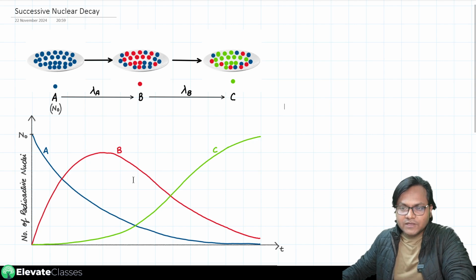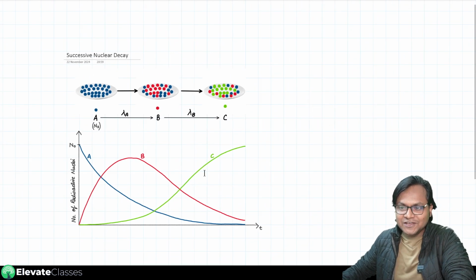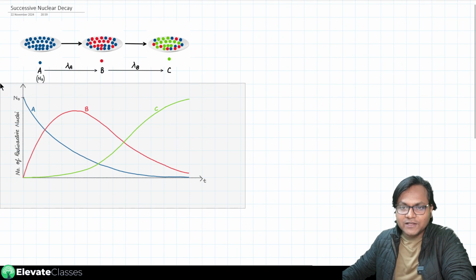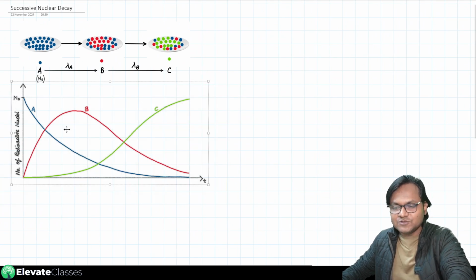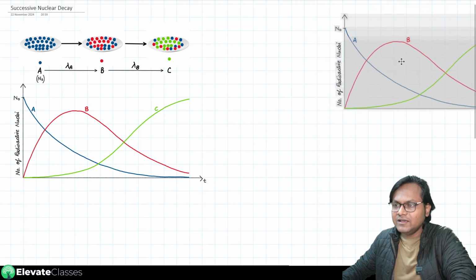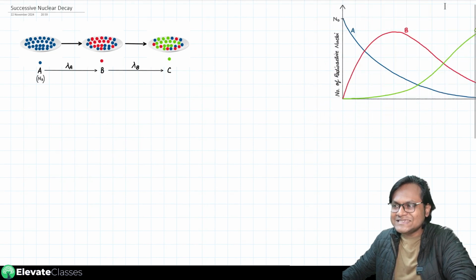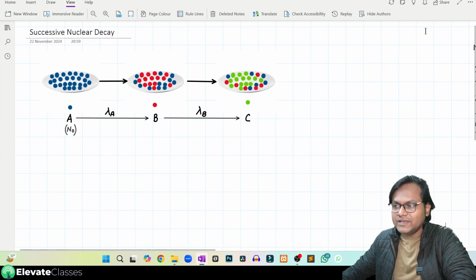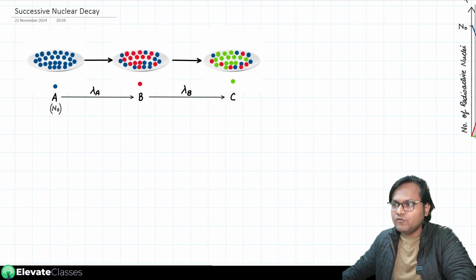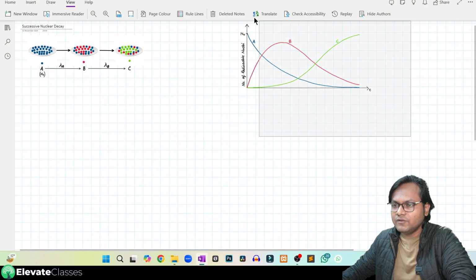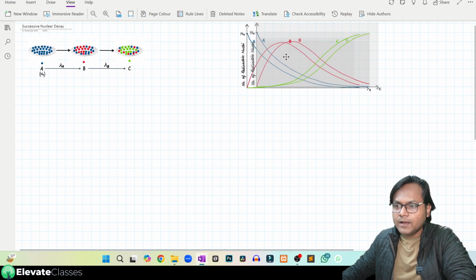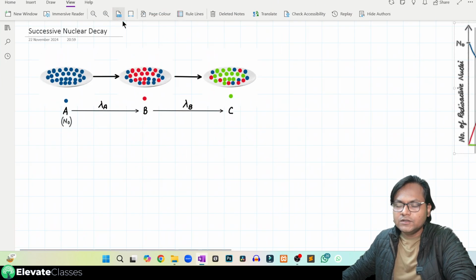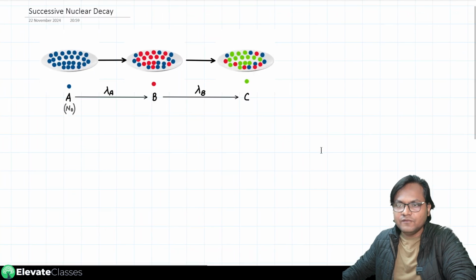I have given you the graphical representation here, the results here, but I want to derive the results myself. So if I derive the results myself, I want to keep this graph on the side for a while so that I can focus on my own calculations. I will derive it myself first.